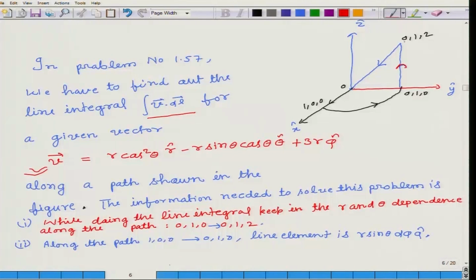Along the path 0 1 0 to 0 1 2, and along the path 1 0 0 to this one, see that theta is pi by 2, and our line element is r sin theta d phi phi cap. This is our line element, r sin theta d phi phi cap.